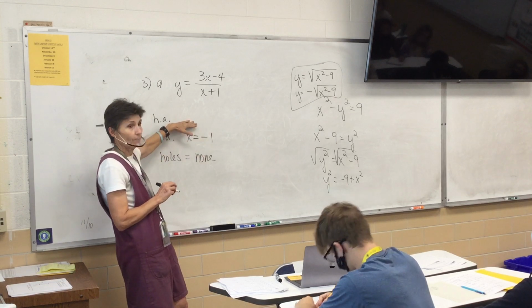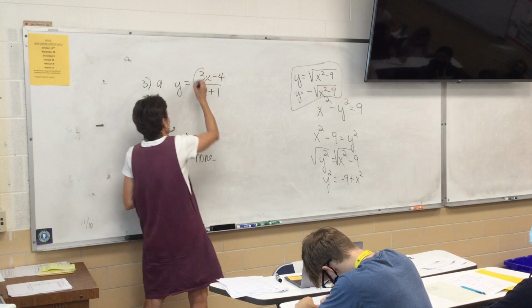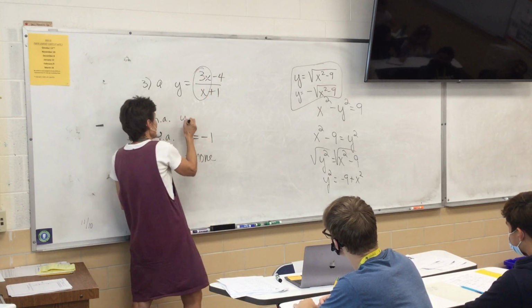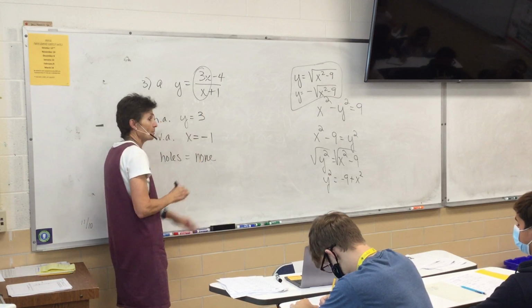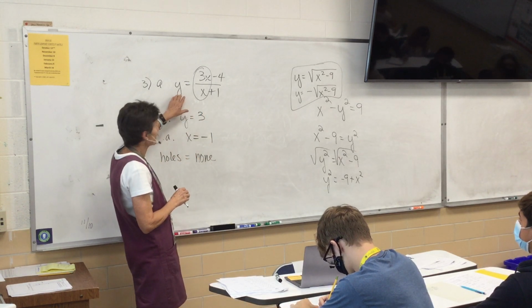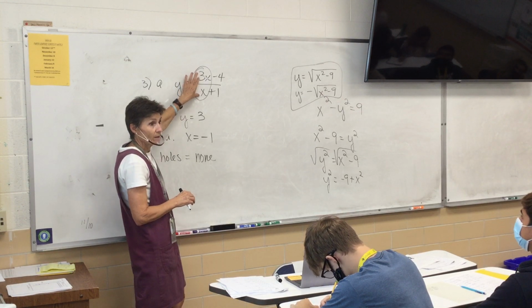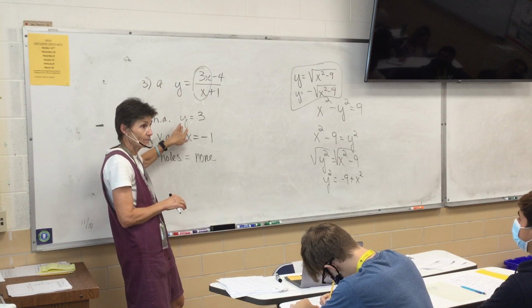Where's my horizontal? The 2 x's. Yep, I look right here. Very good, Olivia. I look right there. So where's my horizontal asymptote? Y equals 3. And we're not going to mix those up. Look at my problem, guys. Y equals 3 over 1, right? Y equals 3 over 1. That's my horizontal asymptote.